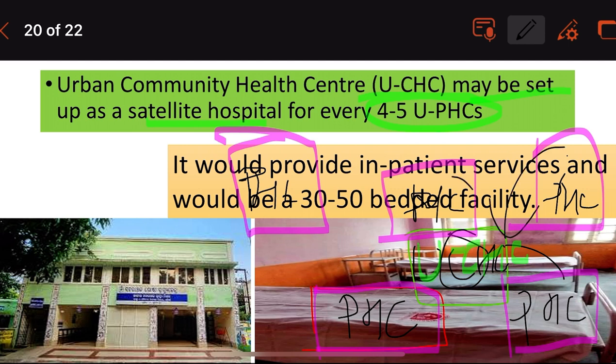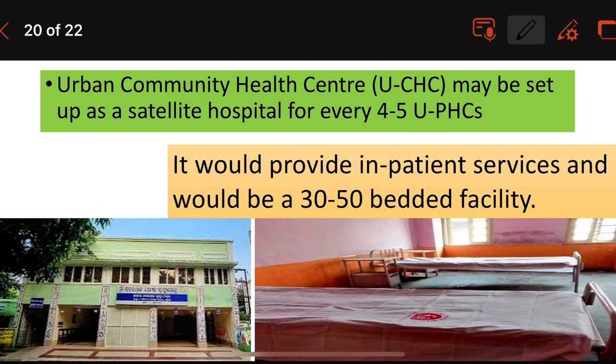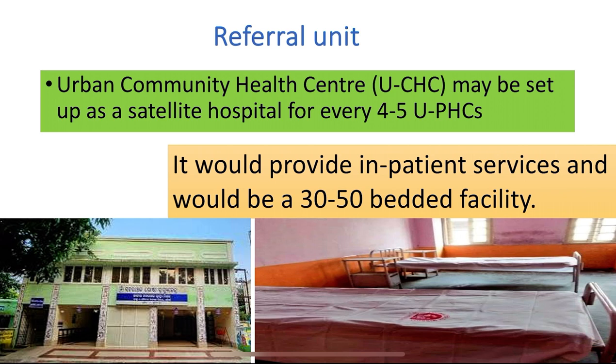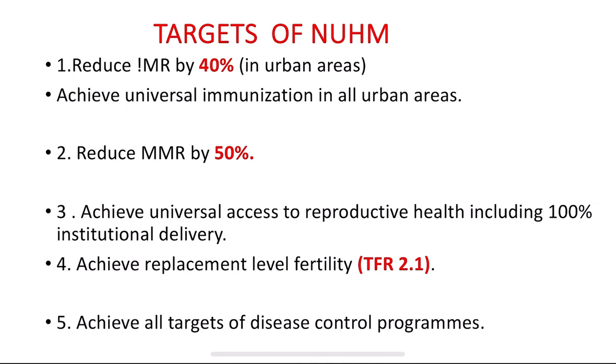Any cases which cannot be dealt with at the primary health care level will be transferred from the primary health center to the urban community health center at a higher level, because the services available at the community health center will be different from those of the PHC. They will be more advanced and upgraded. It will also provide inpatient service and would be a 30 to 50 bedded facility. If it is a metropolitan city, then it is a 100 bedded facility where the population is more than 5 lakhs.